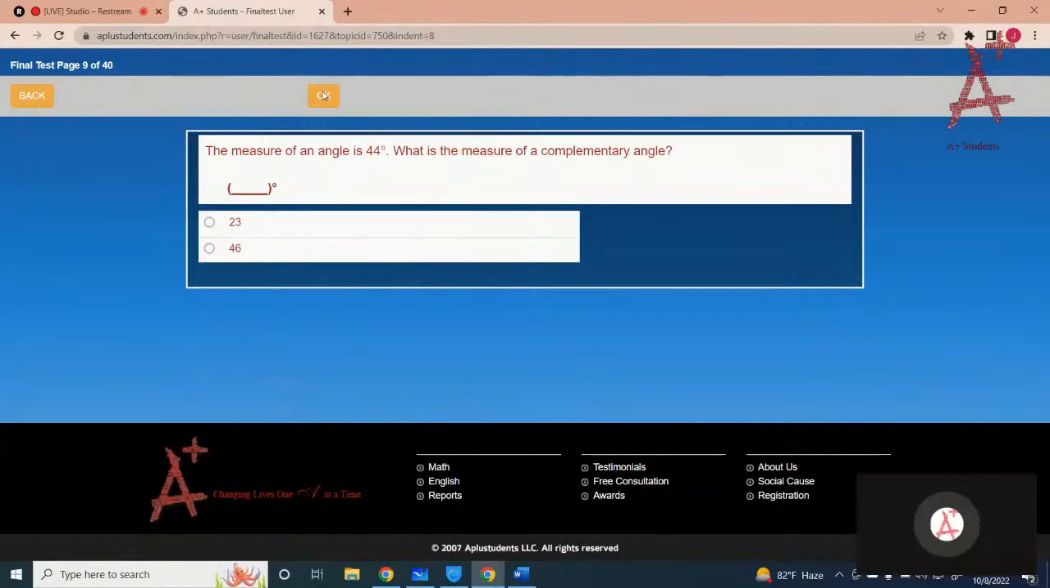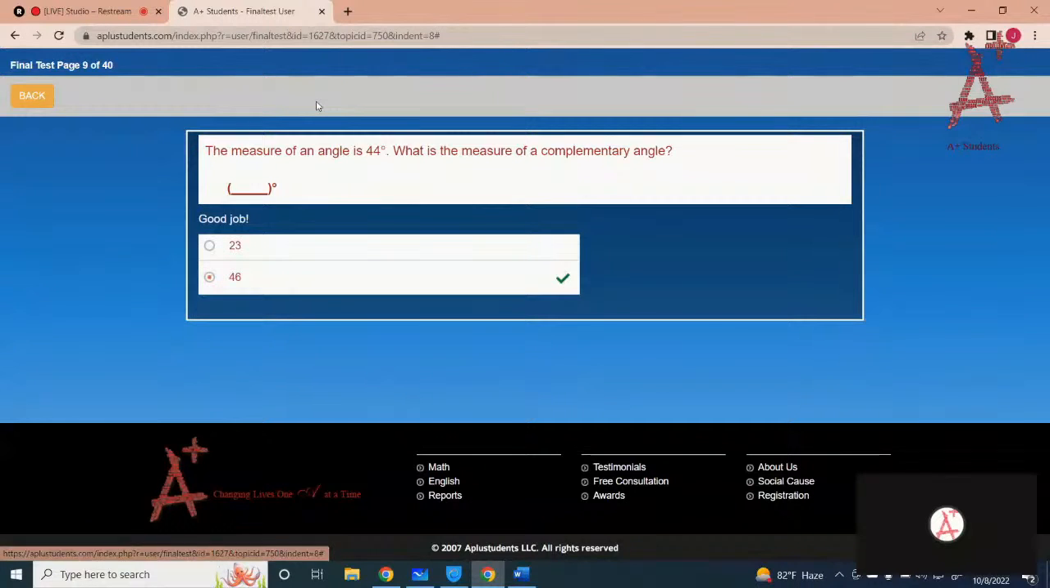Okay, the next one. The measure of an angle is 44 degrees. What is the measure of the complementary angle? So the complementary angles add up to 90 degrees. Got it? So subtract the given angle from 90 degrees. So 90 minus 44 is 46. Got it? Select the correct option and click on the OK button.